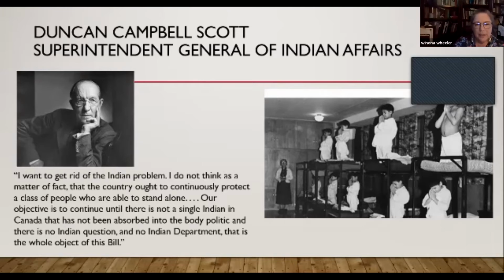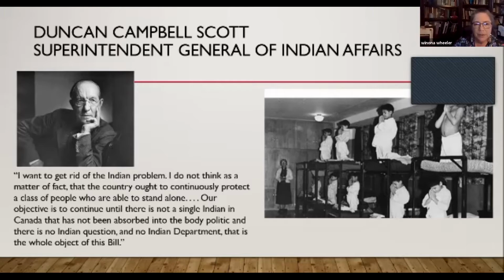When he mandated compulsory school attendance in 1920, he stated, "I want to get rid of the Indian problem. I do not think, as a matter of fact, that the country ought to continuously protect a class of people who are able to stand alone. Our objective is to continue until there's not a single Indian in Canada that has not been absorbed into the body politic, and there is no Indian question, no Indian department, and that is the whole object of this bill." Scott summarized the prevailing attitudes of Canadian officials. The First Peoples, despite many agreements with the Crown that guaranteed their independence, were to be eradicated as distinct nations and cultures.